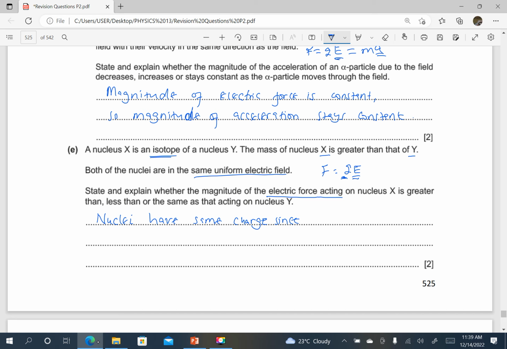They have the same charge since they have the same proton number. The nuclei have the same charge since they have the same proton number, so the magnitude of force is the same. Remember, I have derived this from force being equal to charge times E. The electric force is charge times the electric field strength.